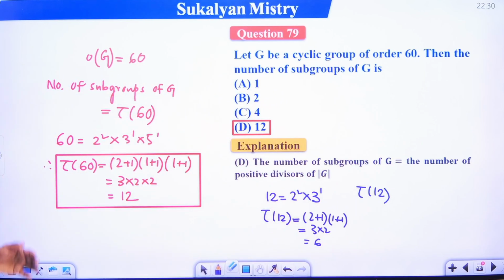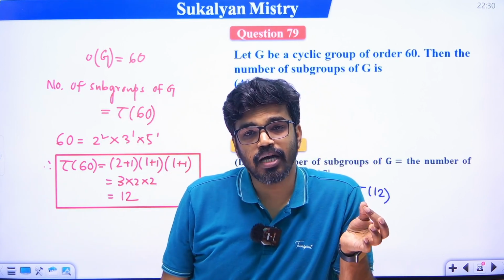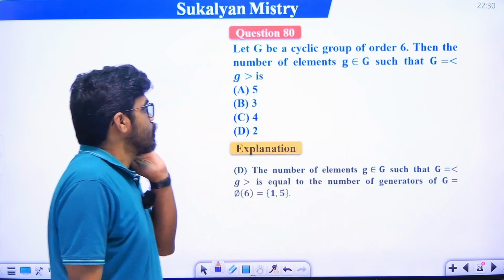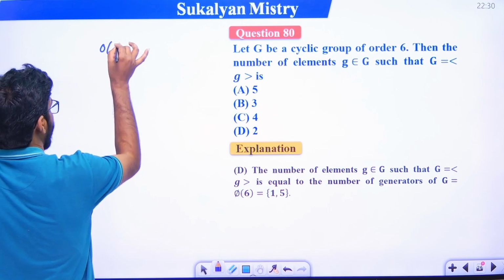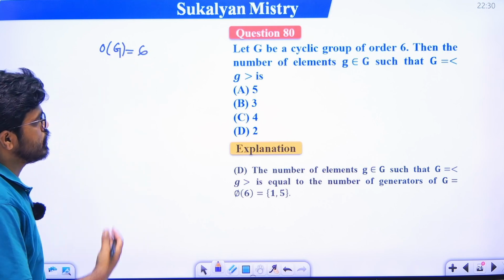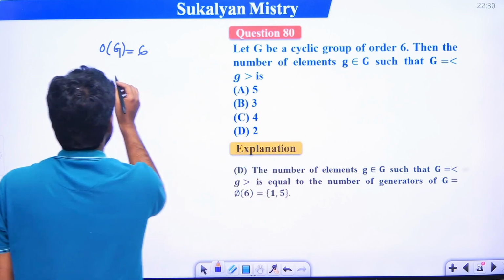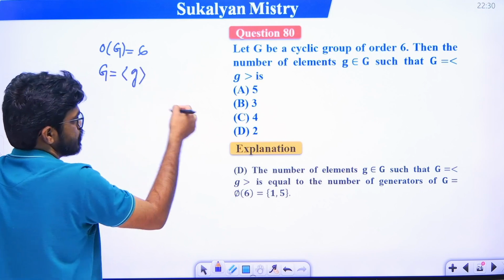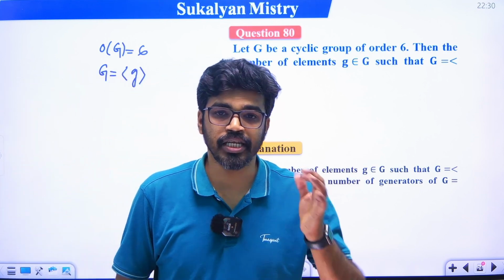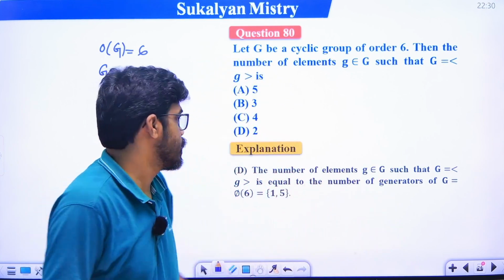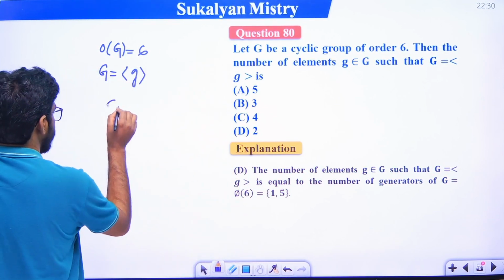So next, it is a very important result. If G is a cyclic group of order n, then the number of subgroups will be tau n. Okay, so next, let G be a cyclic group of order 6. What is given? The order of the cyclic group G is 6. Then the number of elements g in G such that G is generated by this element, that is G is a cyclic group. We have to calculate the number of generators, which is Euler's phi function, right? So basically we have to calculate phi 6.